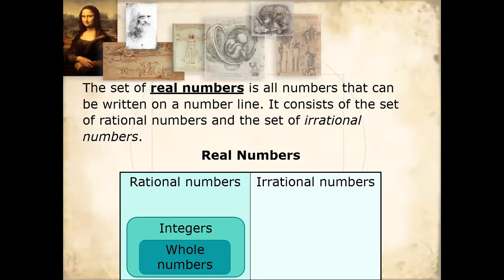Then they expanded the set of numbers to make a new set of numbers, which is called rational numbers. Then they added decimals and fractions. Can anyone tell me, any type of decimal, will it belong to the set of rational numbers?